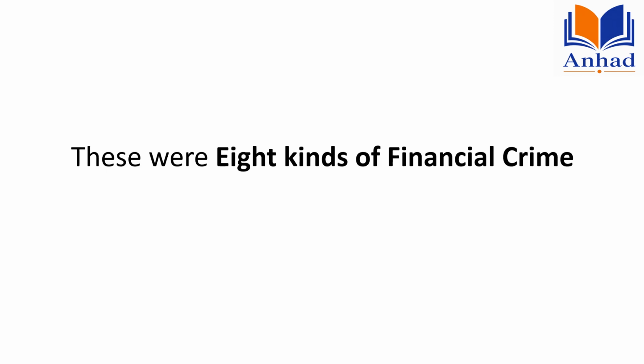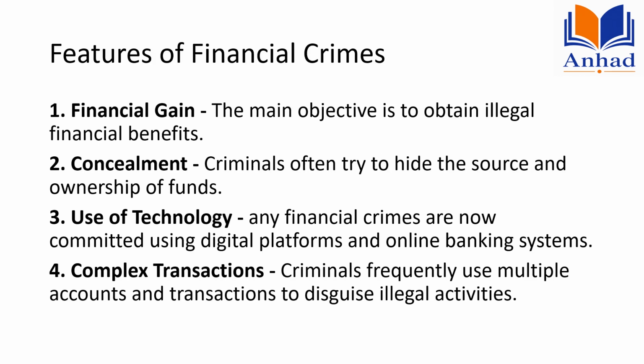Now let us discuss features of financial crimes. 1. Financial gain. The main objective is to obtain illegal financial benefits. 2. Concealment. Criminals often try to hide the source and ownership of funds. 3. Use of technology. Many financial crimes are now committed using digital platforms and online banking systems. 4. Complex transactions. Criminals frequently use multiple accounts and transactions to disguise illegal activities.